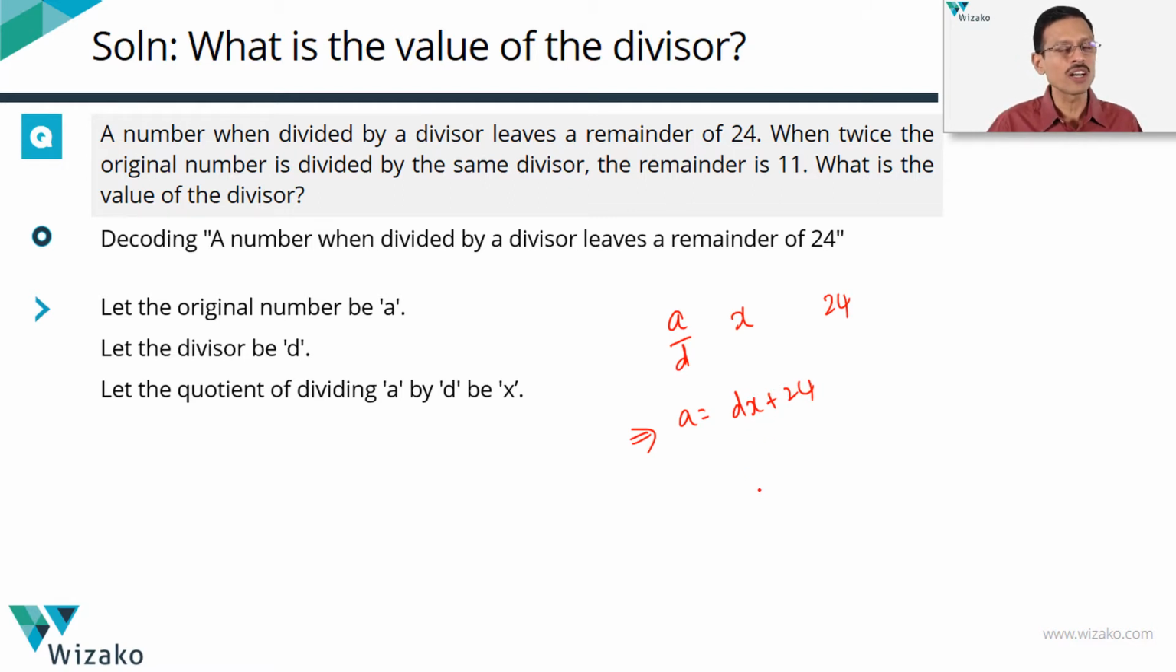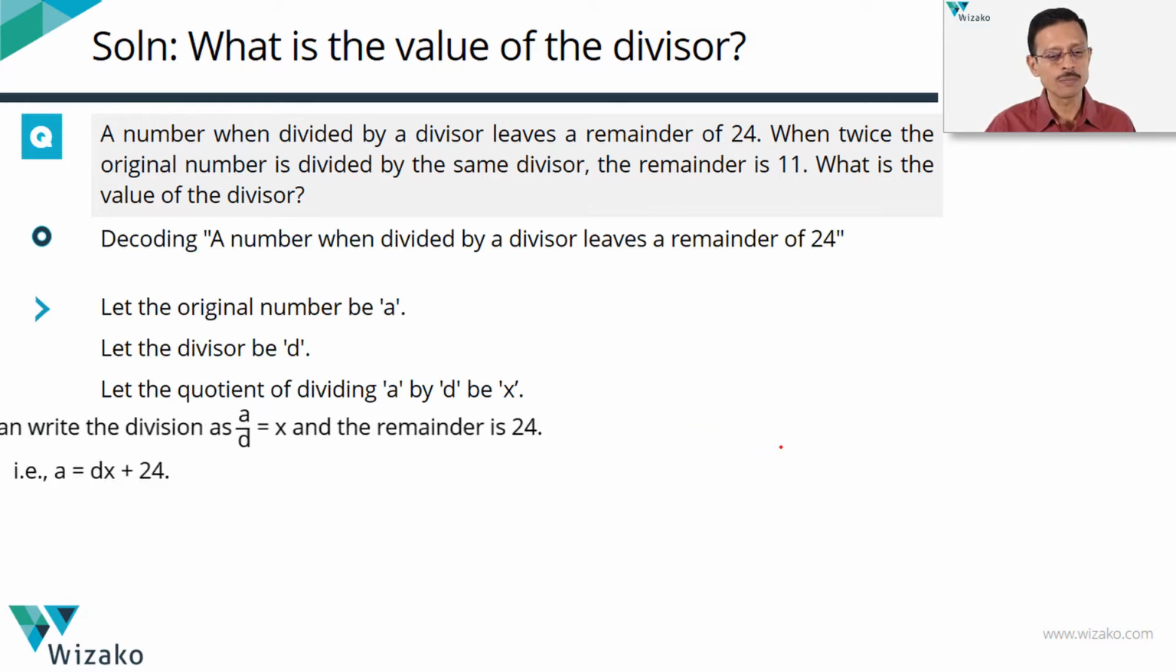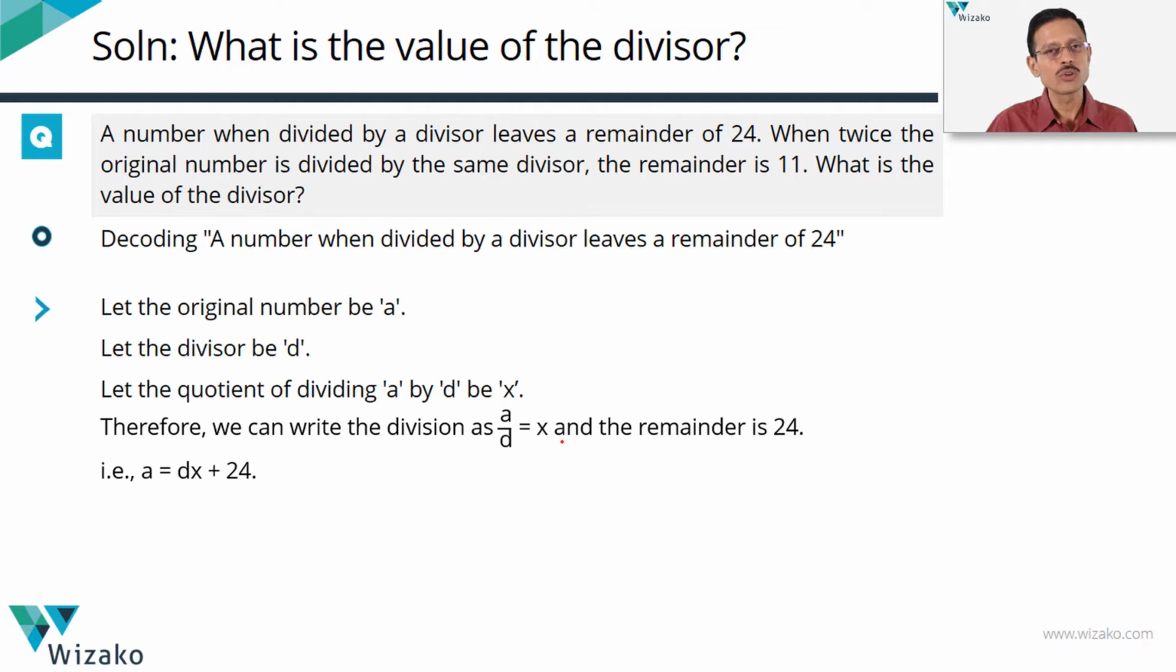The starting point for a lot of questions in remainders is going to be writing this in the standard framework. Let's recap and capture it in a printed form. A divided by D, quotient is X, remainder is 24. So we've written it in its standard framework of A is equal to DX plus 24. So get comfortable writing it in the standard framework.